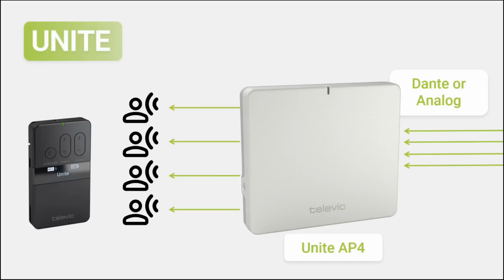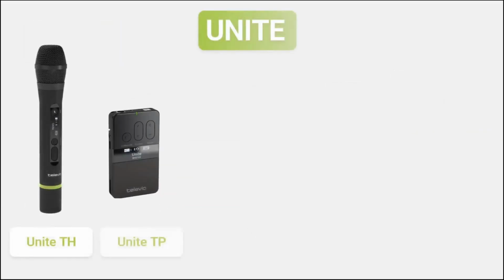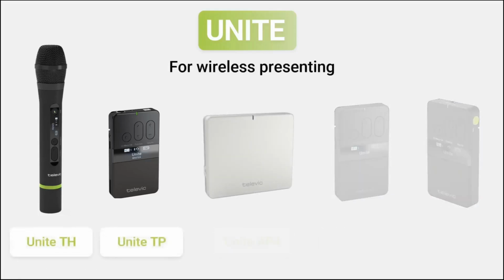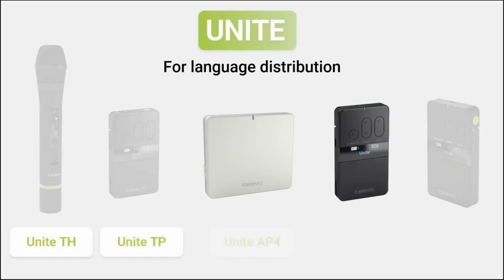To summarize this, we have the five different products. If you want to use them for corporate tour guides, these are the products that you would use: one of the 2 masters or submasters, and then one of the 2 receiver units. If you want to use it for wireless presenting, you combine the microphones with an AP4, and if you want to use it for language distribution, you take a receiver and connect it to an AP4. And this really is truly a multifunctional system that can handle all of these applications at once.